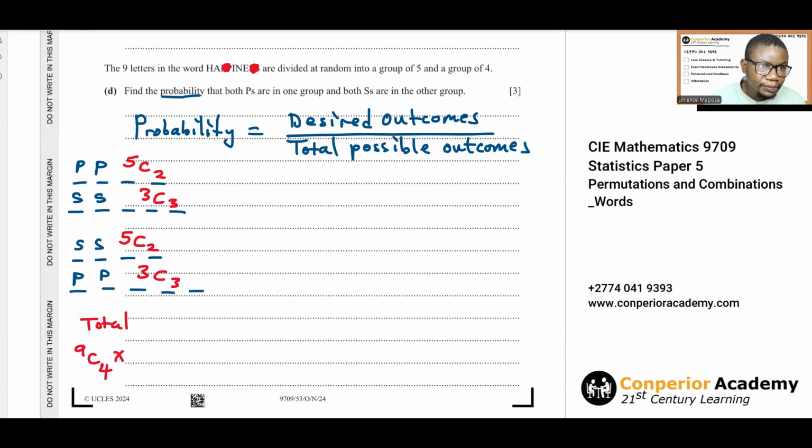So you have 5 choose 5 for the other group. Because out of the 9, you have selected 4. So you're left with 5. You need 5. 5 choose 5.